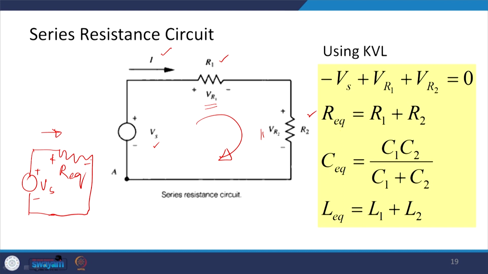Similarly, if in this series circuit instead of resistance I have capacitors with capacitance C1 and C2, I can derive this C equivalent as C1 C2 by C1 plus C2, and if I have two inductors in series, then I can write the equivalent as L1 plus L2.